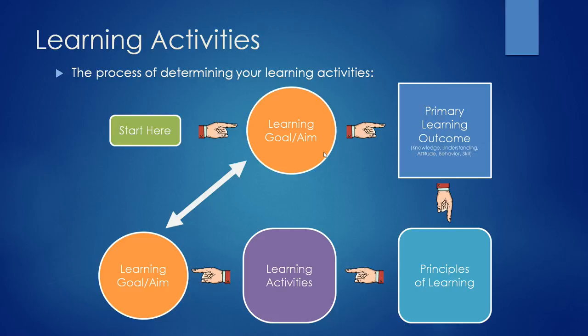But I arrive at that by making sure I choose the right learning activities that are based upon the right principles of learning, which is based upon the specific primary learning outcome that I'm trying to accomplish. And the way I can test that these two learning goals are congruent is, of course, through a test, which is what we do at the very end. It's the way to make sure that the goal is actually accomplished.